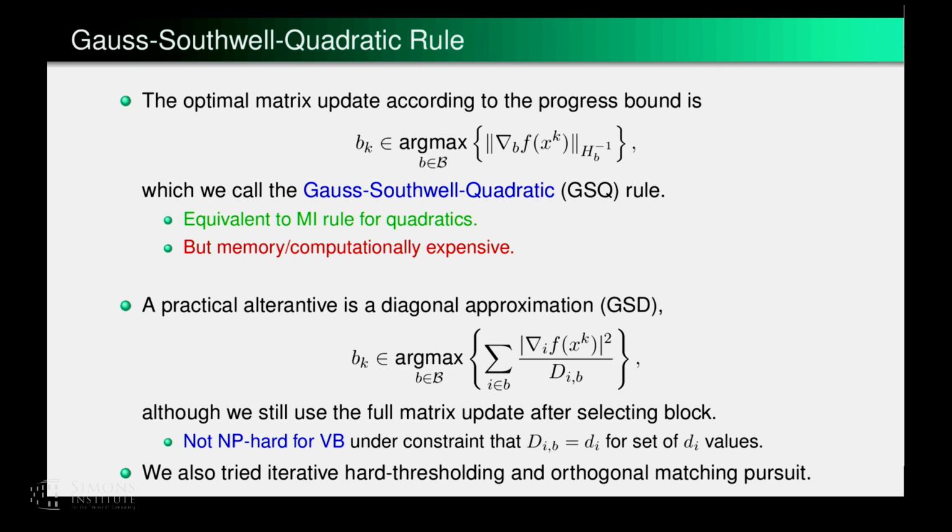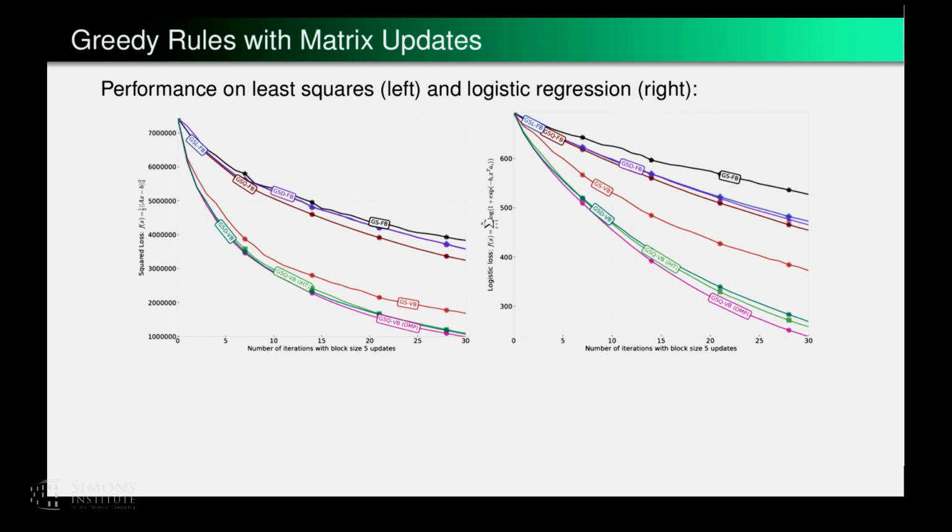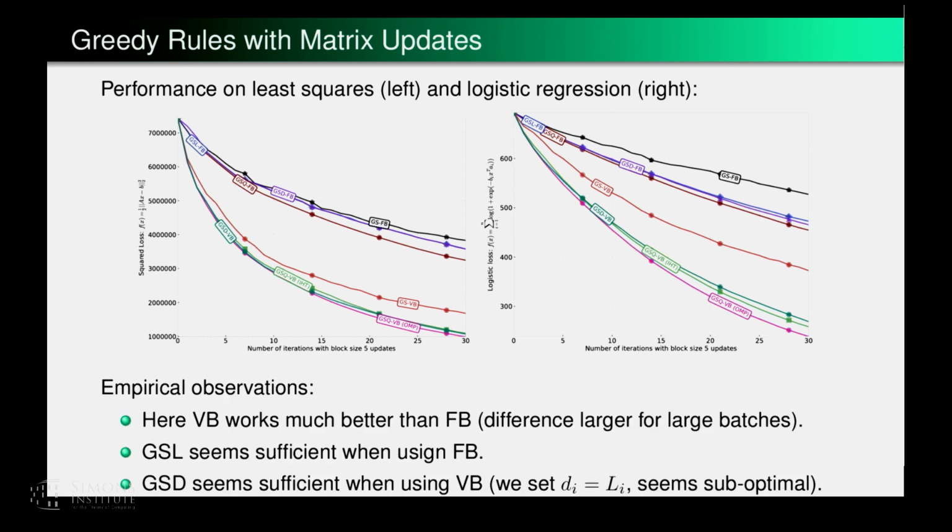We also played around with iterative hard thresholding and OMP to try and solve this. Those I'll show in the plots, but they didn't make a huge difference. So these are our plots. Here's if you use fixed blocks, and here's when you use the variable blocks. So when you're using the variable blocks, and now we're doing the Newton-style update, the variable blocks actually help a lot more than they did when you had these fixed partitions. So that was kind of interesting. When you're doing fixed blocks, there seems to be no point in incorporating second-order information into the block you choose.